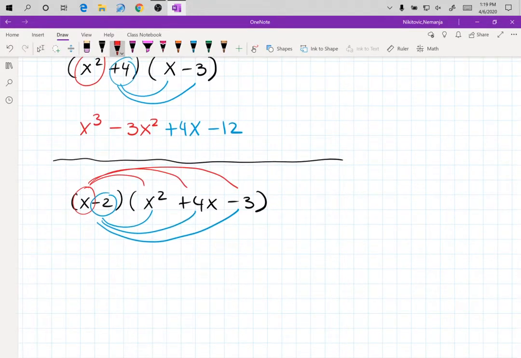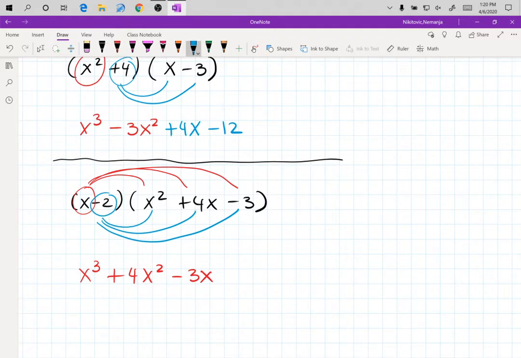So what are my red ones? Well, x times x squared is x cubed, because 1 plus 2 is 3. Then I have plus 4x squared. Exponent on x is 1, exponent on x is 1, 1 plus 1 is 2. And finally, minus 3x. So that's our 3 red ones.